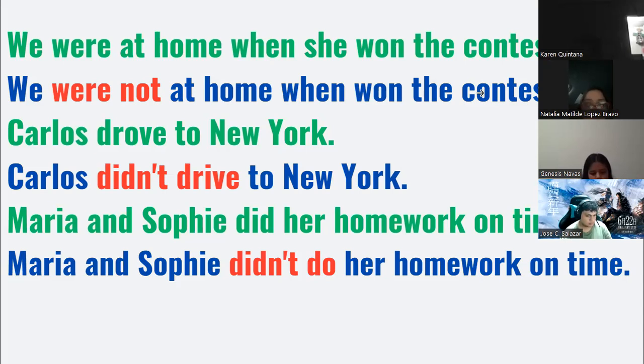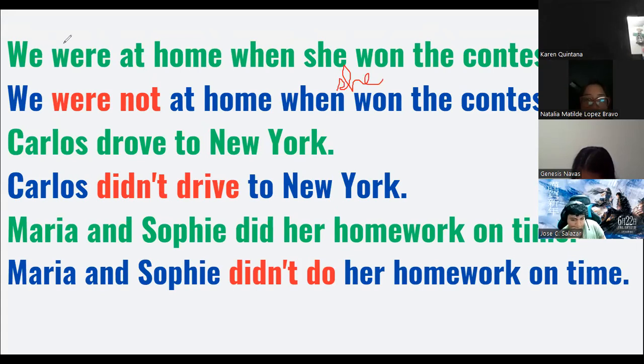Now, Karen, can you please read number 1, the green one, and the blue one? We were at home. Yeah. We were at home when she won the contest. We were not at home when she won the contest. Very good. Okay, remember, were and was tienen su propia manera de ser negativo. Simplemente le agregamos not o podemos contraer wasn't, weren't. Okay, we weren't at home or we were not at home. For the rest of the verbs, we use the auxiliary didn't.